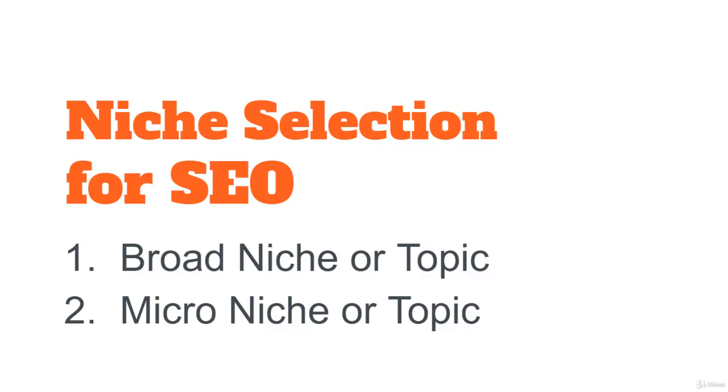So right now, what is niche selection for SEO? A niche is basically a topic for which you create a website, because we are learning SEO, and for SEO we need a website to optimize. Experts say that SEO starts before even creating your website. So guys, there are two types of niches or topics. One is a broad niche, which is a big topic, and one is a micro niche, which is a small topic, or a topic within a topic.